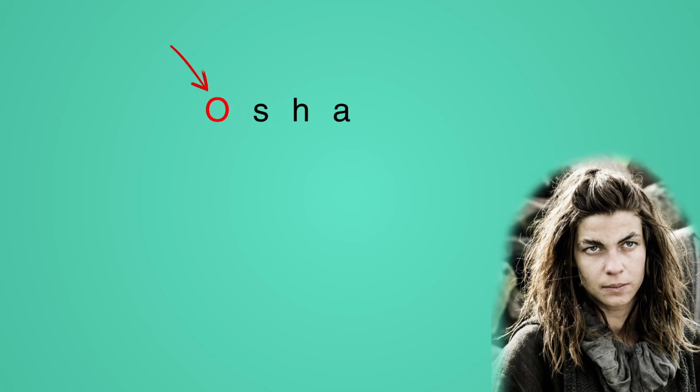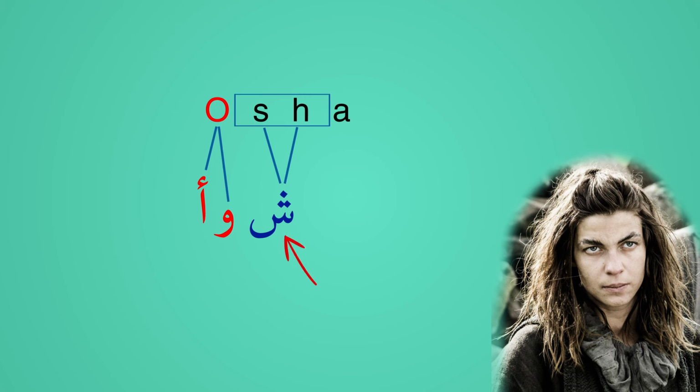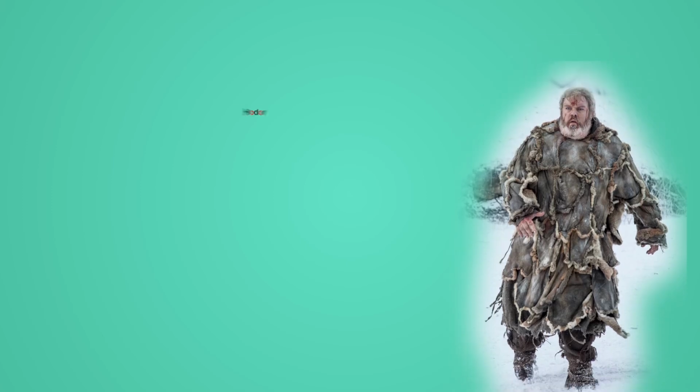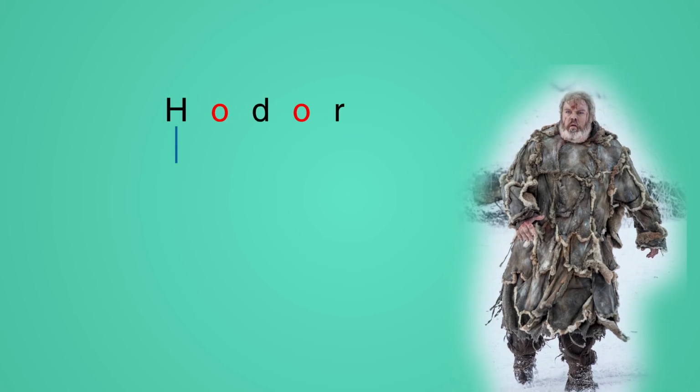If it's at the beginning, it is transcribed with Alif Hamza and with the long vowel Waw. Sometimes also, two letters in English represent a single letter in Arabic, Sh. Let's arrange the order of the letters and attach them. Osha. If it's in the middle, it is transcribed with the long vowel Waw.